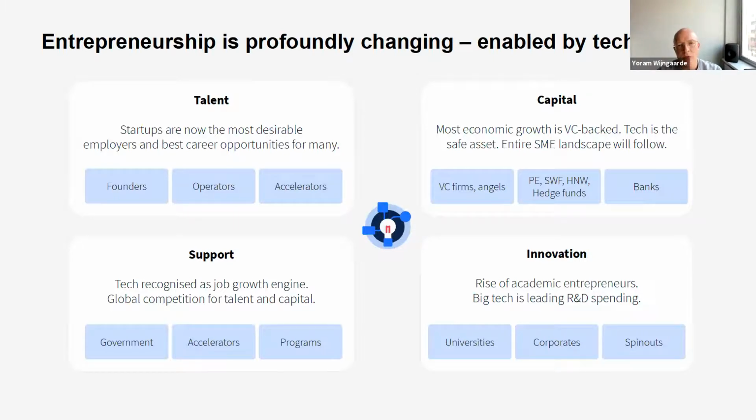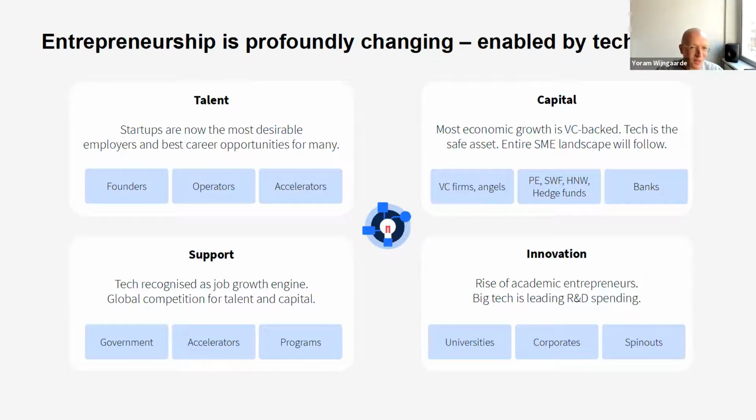So just to start with where we're coming from, we see entrepreneurship as profoundly changing. Maybe that's probably obvious to a lot of people in the audience here, but I still think it's good to get back to it. If you look at talent, what happened in the last couple of years is that startups have become arguably the most attractive employer for a lot of people out there. And that wasn't the case. For example, when I came out of university, the best thing you could do was work for an investment bank. At least that's what I thought and what my friends thought. And that's clearly not the case anymore.